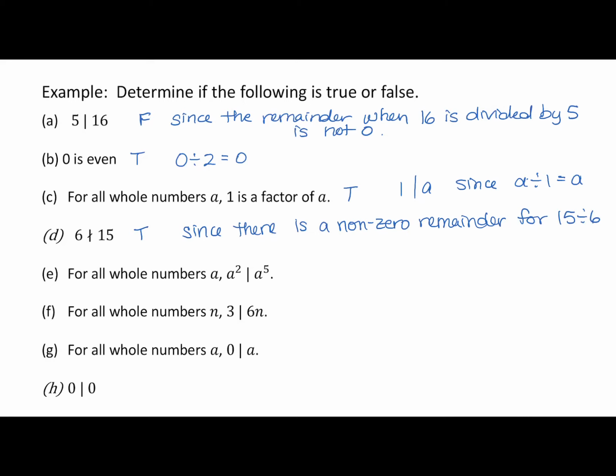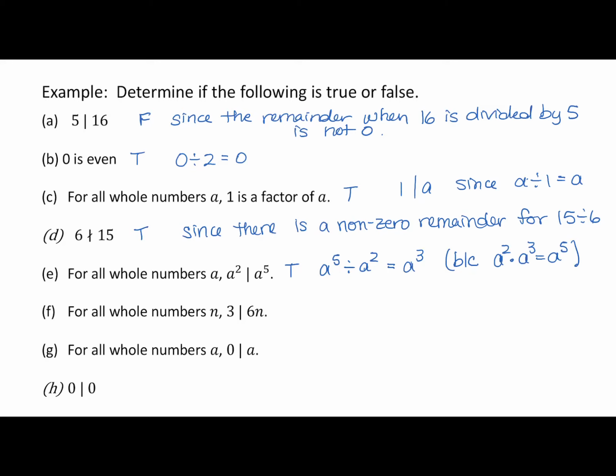How about this one? For all whole numbers A, A squared divides A to the 5th. Well, let's think about what happens when I take A to the 5th divided by A squared. That's going to give me A cubed, because A squared times A cubed equals A to the 5th. So I get a zero remainder, so this is true.